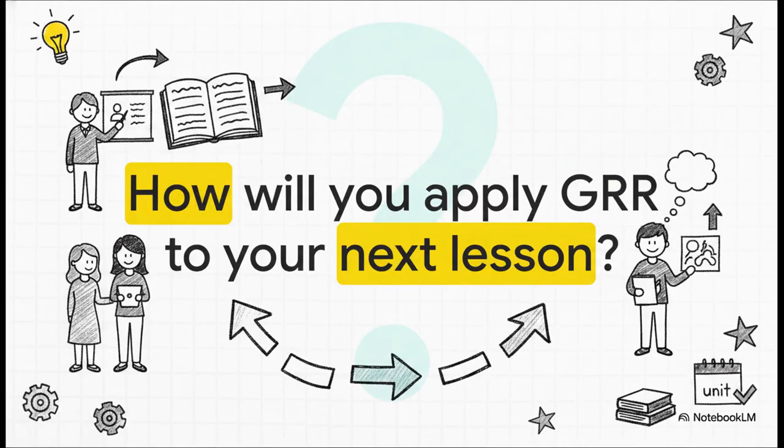So, as we wrap up this explainer, I want to leave you with a real challenge. You've seen how moving systematically from I do to we do to you do creates a reliable pathway to independent mastery, even when you're dealing with really complex topics. Think about the unit you are teaching next week. How will you apply the gradual release model to completely transform your next lesson plan?